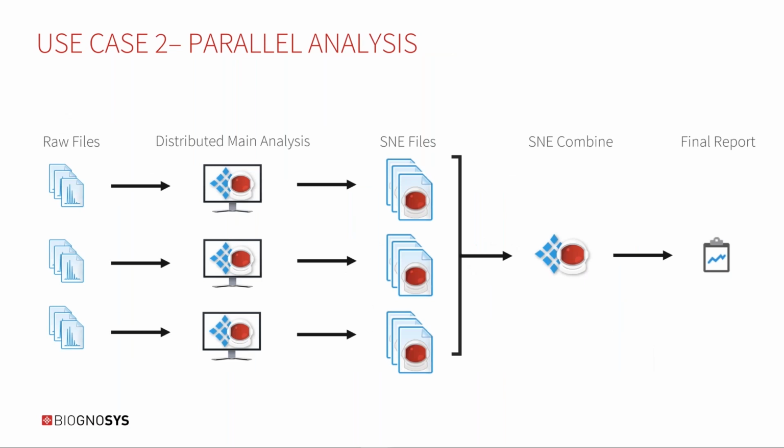Use case two is what I call parallel analysis. This is more the use case if you have the data already acquired, but you want to run it through as fast as possible. There, one could do a distributed analysis. You can split up your large experiment into several batches and distribute them over multiple analysis computers. Each of them generates the SNE files for small subsets of the batches. And then in the end, you can take all the SNE files that were generated and combine them into one large comprehensive result table.